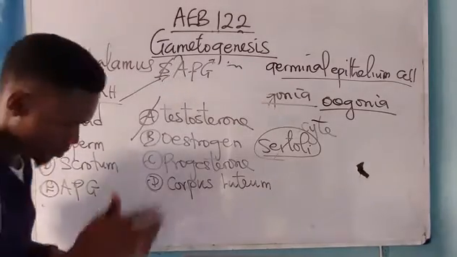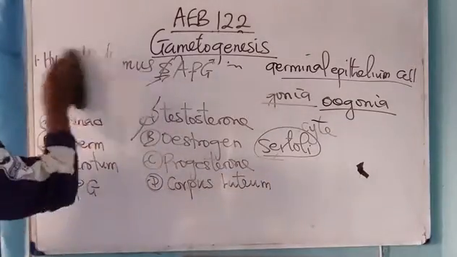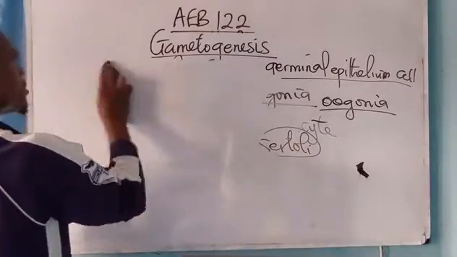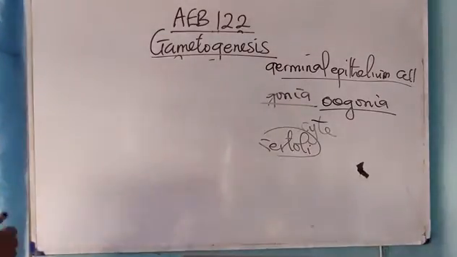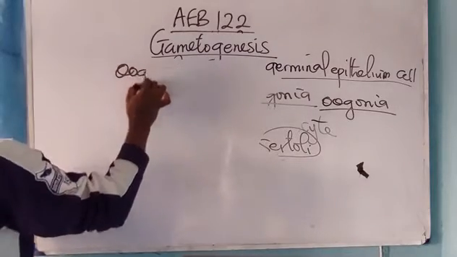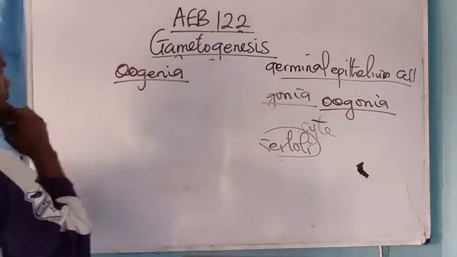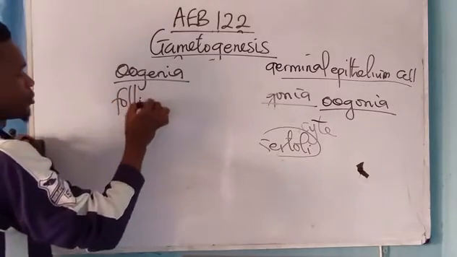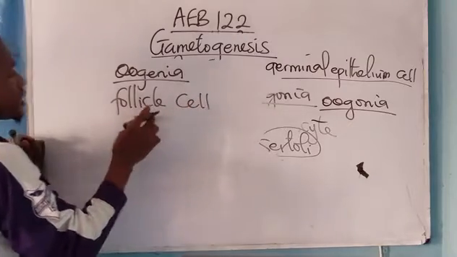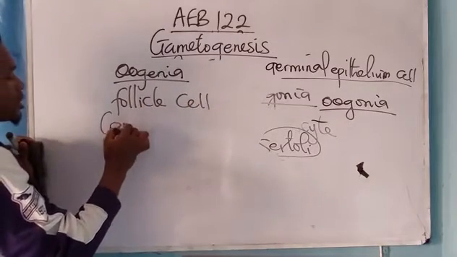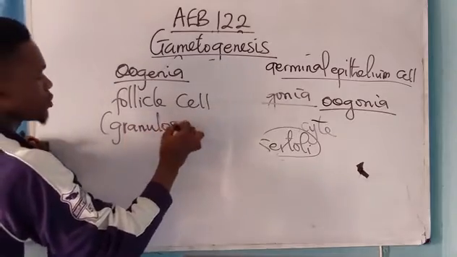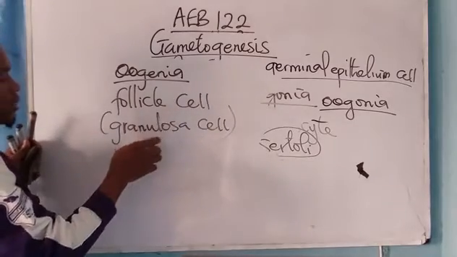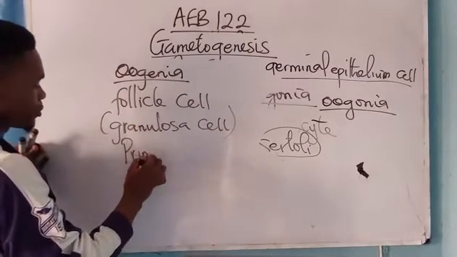Okay, let's take oogenesis. Now I told us that oogonia is formed through mitosis. Each oogonium is surrounded by a follicle cell. This follicle cell is called what? The granulosa cell. Now the combination of the follicle cell and the granulosa cell produces what? The primordial follicle.